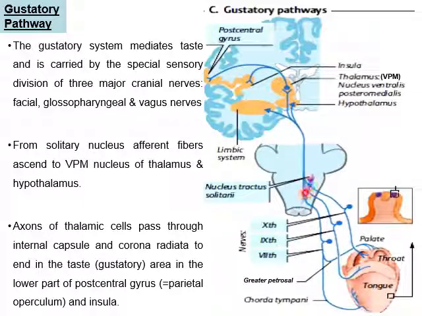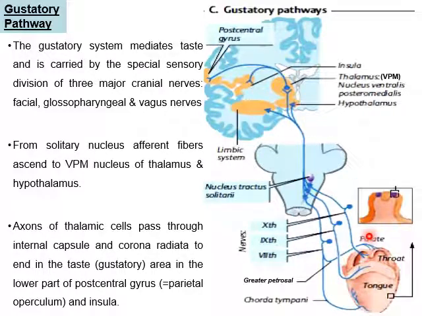From the solitary nucleus, afferent fibers ascend to reach the ventral posteromedial nucleus of the thalamus, VPM, and also the fibers reach the hypothalamus and the limbic system. From the ventral posteromedial nucleus of the thalamus, the axons reach the gustatory cortex, which is the lower part of the postcentral gyrus, the parietal operculum, and the insular cortex.